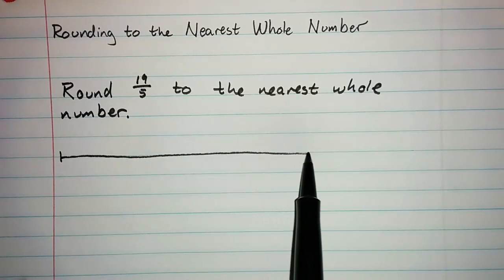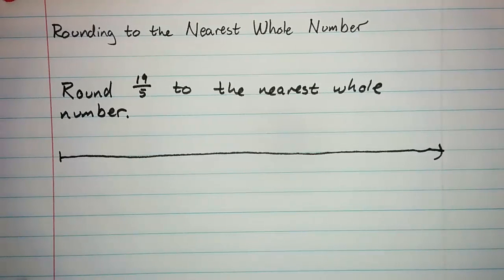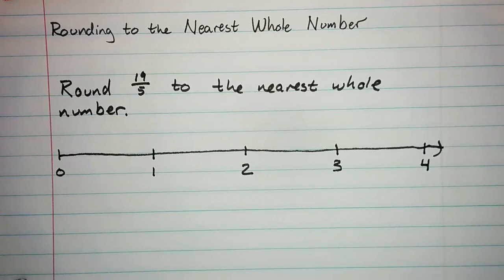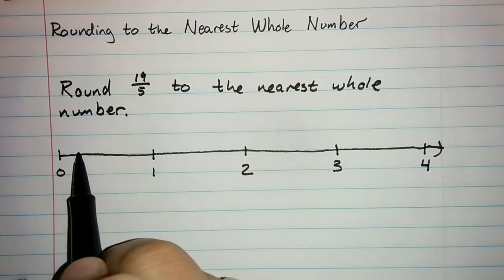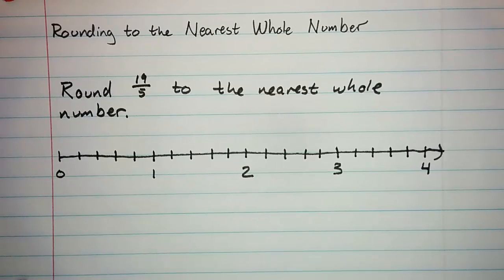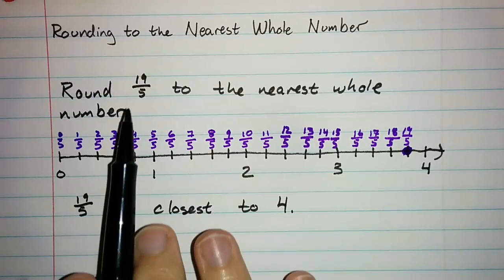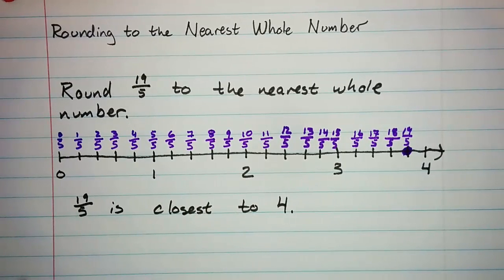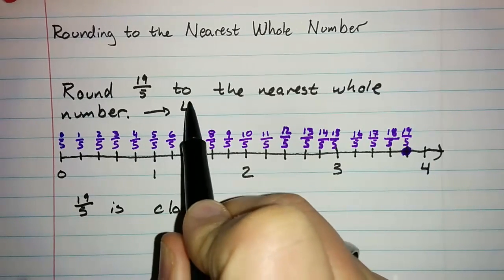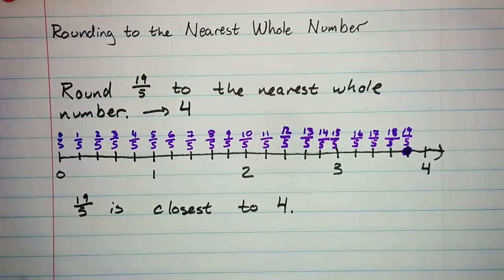one way you could do that would be to draw a number line showing the fifths by dividing each unit into 5 equal parts. Then count out 19 of them and look and see what whole number that is closest to. Looking at this picture, it's easy to see that this number is closest to 4 among all the whole numbers. So if I round 19/5 to the nearest whole number, I get 4. All right, how else could we have done this?